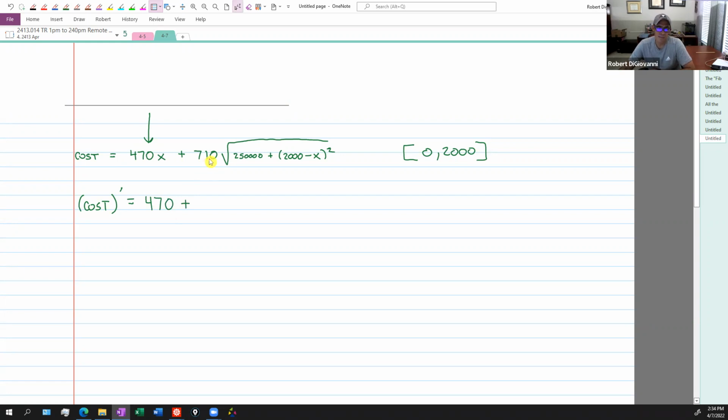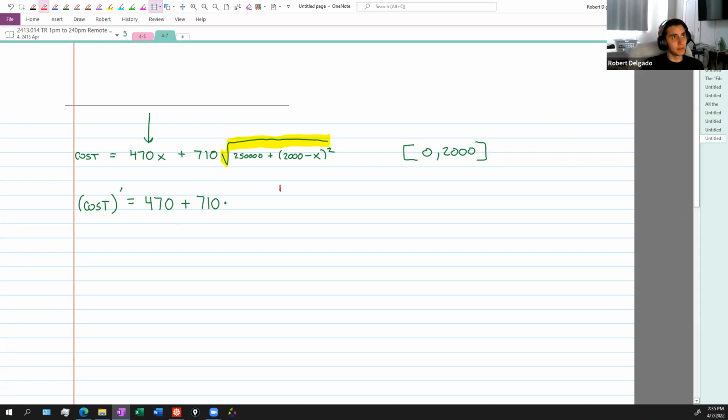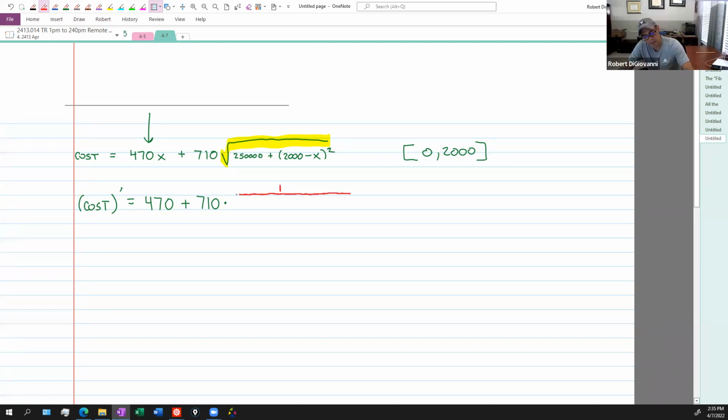All right, what about this 710? It's a constant, right? Comes for the ride. Okay, 710 times, now chain rule. We have a square root. How do we take the derivative of the square root of something? I'm going to stick to the convention we've had here, which is 1 over 2 times the square root of whatever was in there, plus that. Okay, so that's the derivative of the square root part times chain rule.